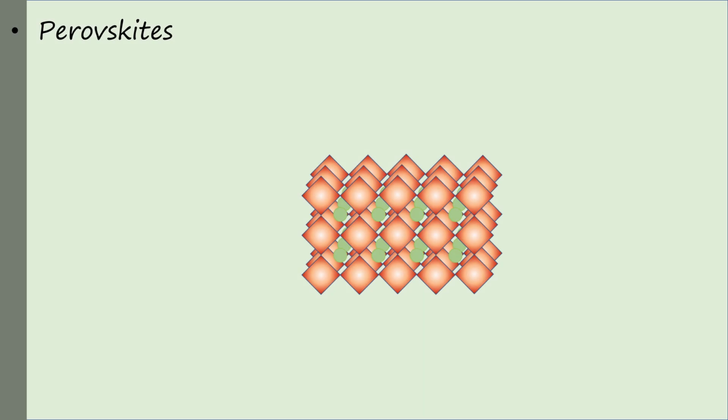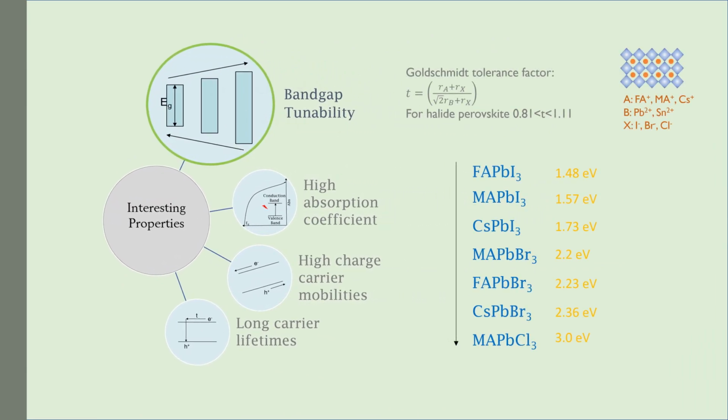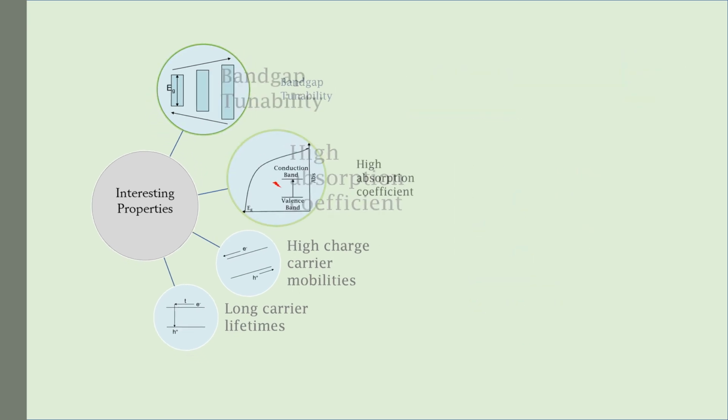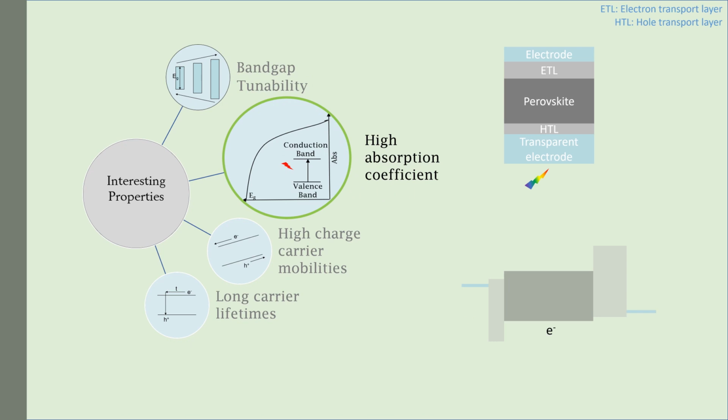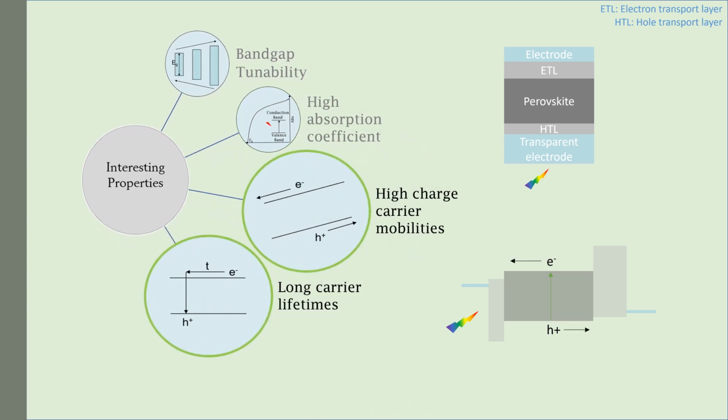Now let's have a look at perovskites. They have a formula of ABX3 where BX6 forms octahedra and A occupies the spaces between them. Their remarkable properties include band gap tunability, which can be adjusted between 1.4 to 3 eV simply by varying selected elements. They also exhibit a high absorption coefficient, enabling efficient electron-hole pair generation. Additionally, perovskites have high charge carrier mobilities and long carrier lifetimes, enhancing charge extraction and contributing significantly to the power output.